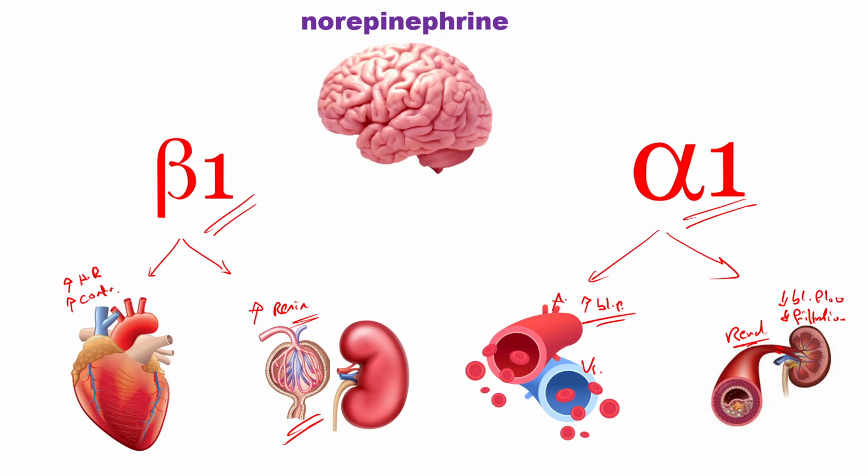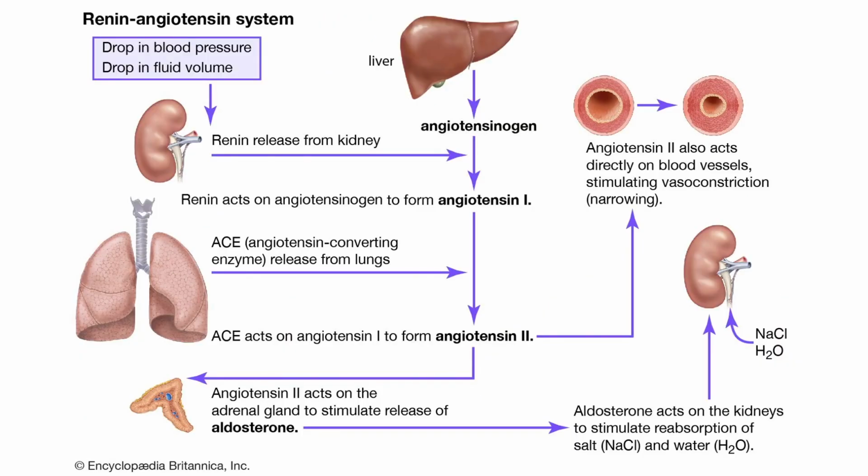That's how the norepinephrine acts on the beta 1 and the alpha 1 receptors. In summary, on the heart by increasing the heart rate and contractility, on the glomerulus by increasing the release of the renin, and on the blood vessels, arteries and veins, by causing vasoconstriction to increase the preload and increase the arterial load, and decrease the renal blood flow by decreasing the filtration rate.